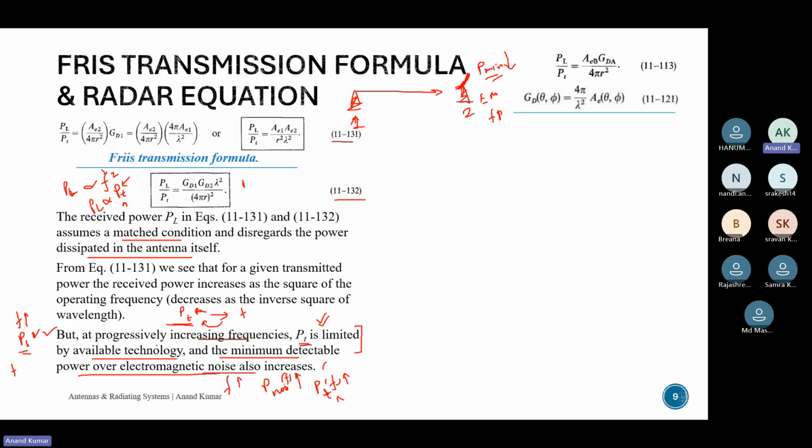Hence it does not mean that for receiving higher power at the load we can just randomly increase this particular frequency over here and we will have a better communication system. We cannot arbitrarily increase this frequency or keep the power constant at the higher frequencies.